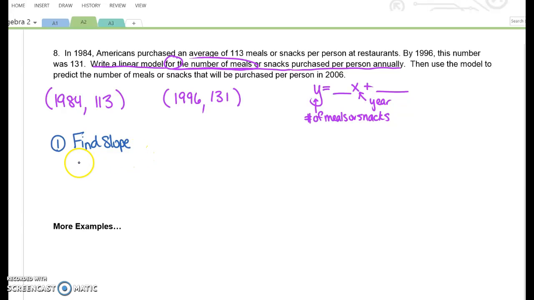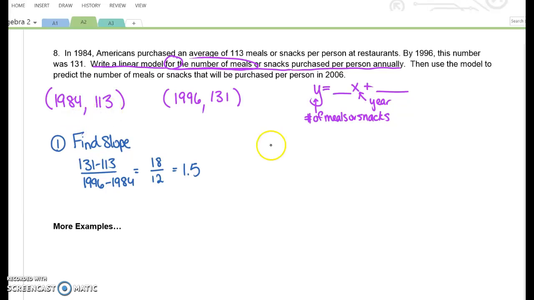So, 131 minus 113 over 1996 minus 1984. What is 18 over 12? Three over 2. Is that 1.5? For this type of problem, I think a decimal would be just fine. 1.5 is easy to type in the calculator, right? Yeah, let's use 1.5.